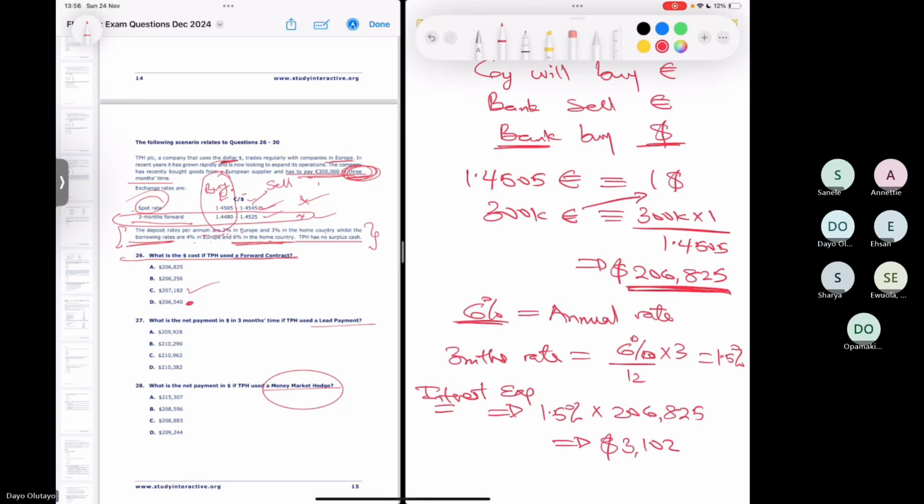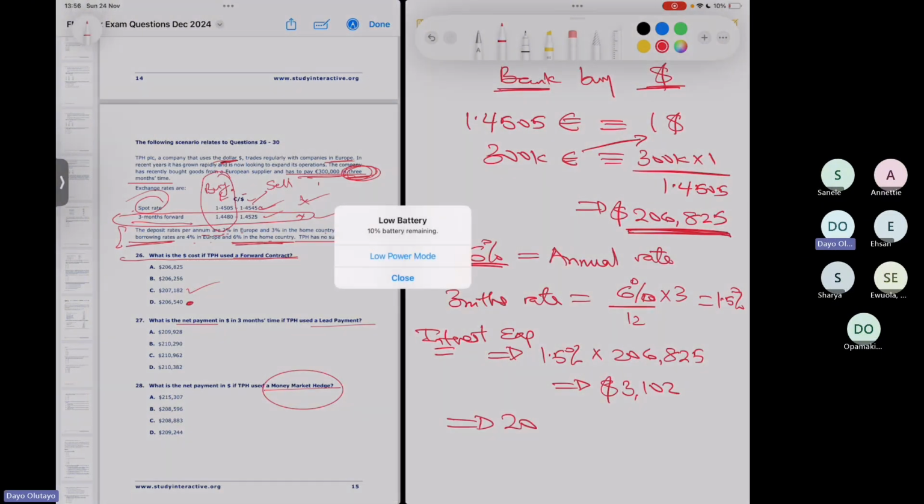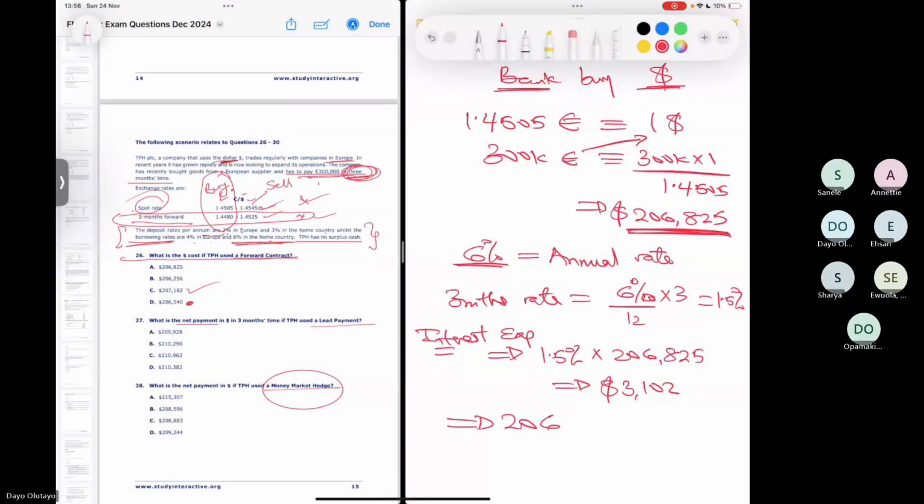3,102. So the total, which is what they're asking, total net payment for us will now be 206,825 plus 3,102. That will give us 209,928. So this is the total money, and that is there.